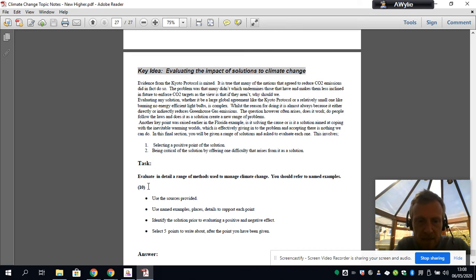Okay. Now you've got 10 marks. So you're looking to select 5 points and give me a positive and negative for each point, or give me a couple of positives, or more than likely, give me a couple of criticisms for each solution. It doesn't matter how many positive and negatives you give. You can have all negatives, you can have all positives, although I would definitely urge you to think about the negatives of each solution. So think about 5 solutions and write about them.